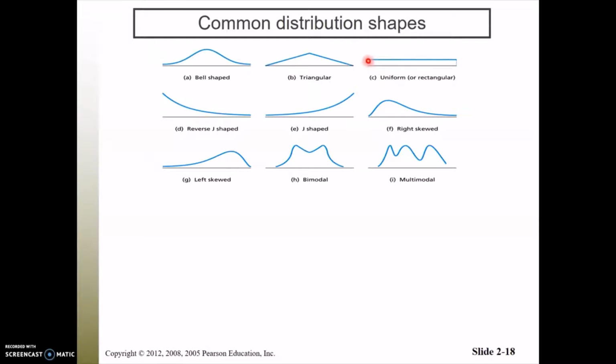Why is it called uniform? Because the shape doesn't change. It starts like this and goes all the way across. Uniform: uni means one, form means shape, one shape. I will explain these two later.